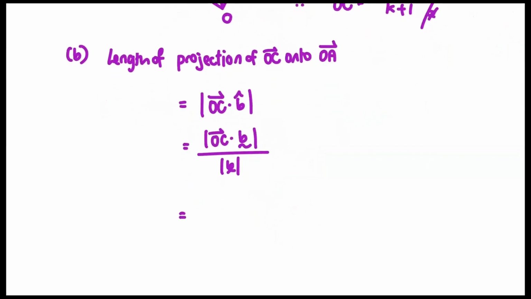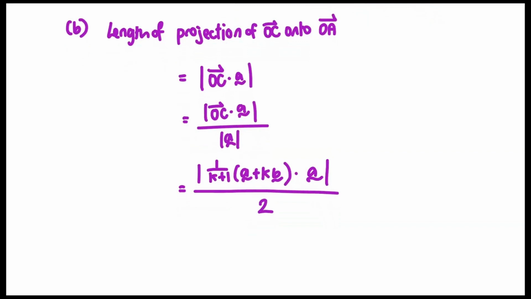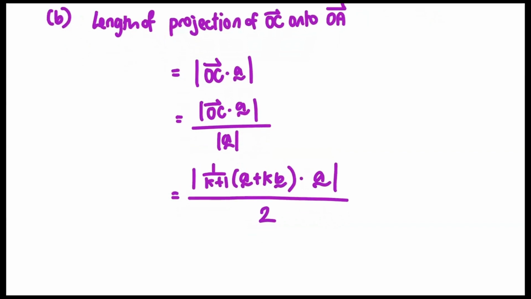We know that the OC vector is just 1 over K plus 1, it's A, oh, OA, sorry about that, we wrote it wrongly. So this will be the mod of 1 over K plus 1 times A plus KB, the whole thing dotted A, divided by 2. So far, okay? Basically, I'm just replacing OC with 1 over K plus 1 times A plus KB. Yeah, sorry, it's supposed to be A, I made a mistake.